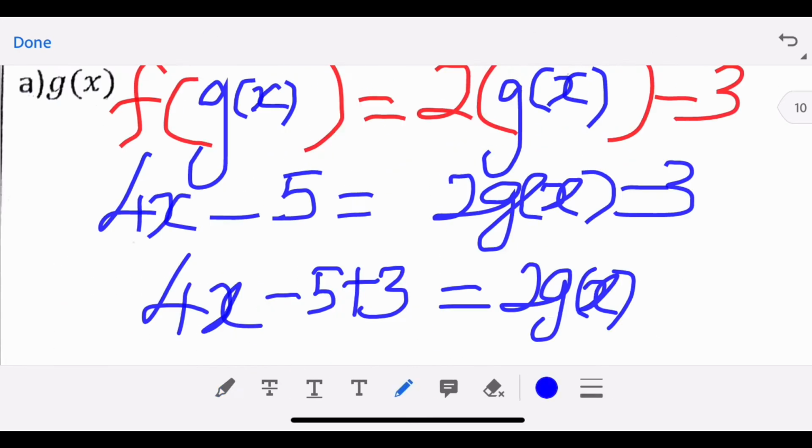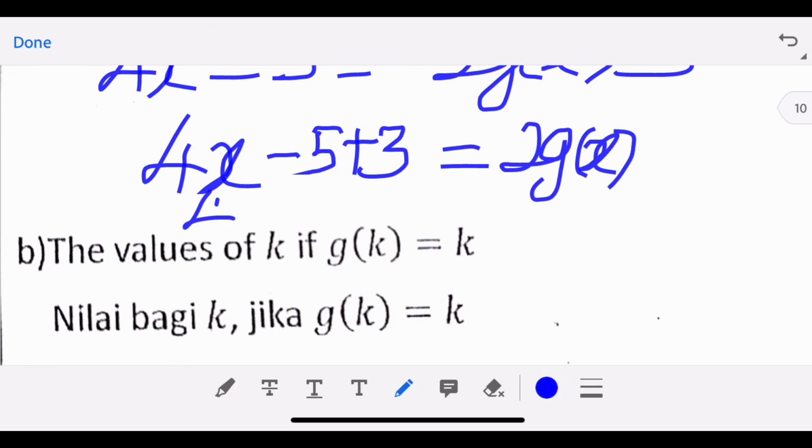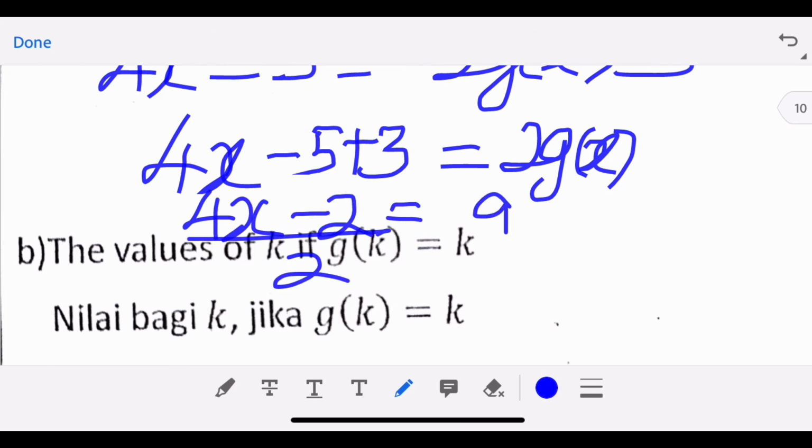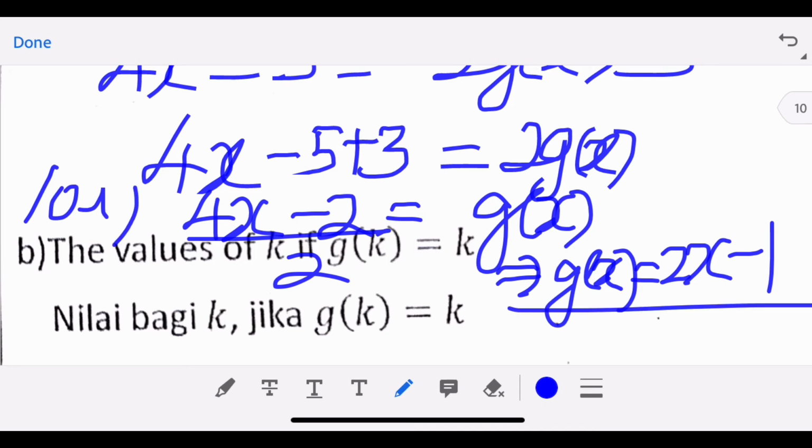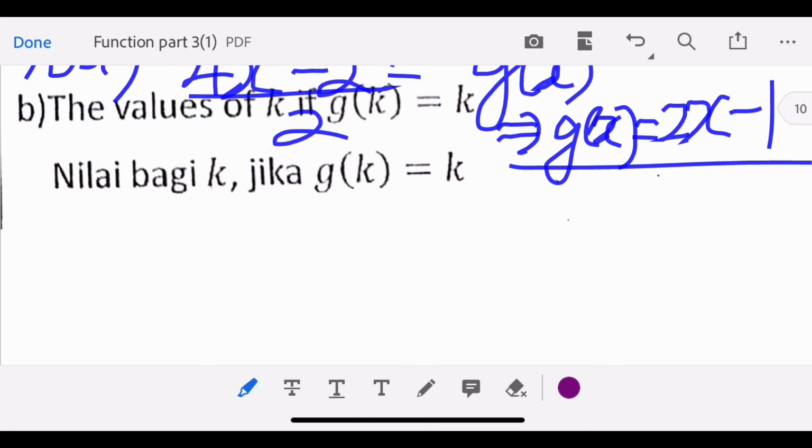So you will have 4x - 2 equal to 2g(x), so you divide by 2, so g(x) is just 2x - 1, right? So this is the answer for 10a. g(x) is 2x - 1. Got it? Now I'm going to solve 10b.